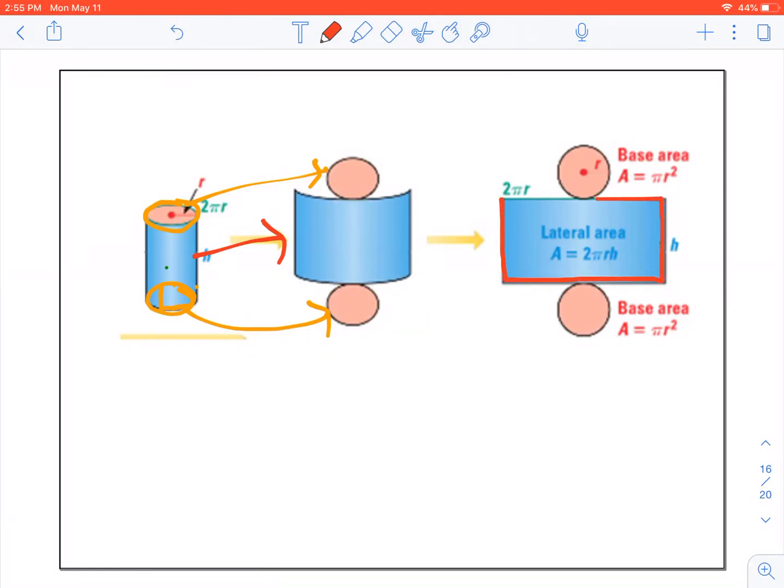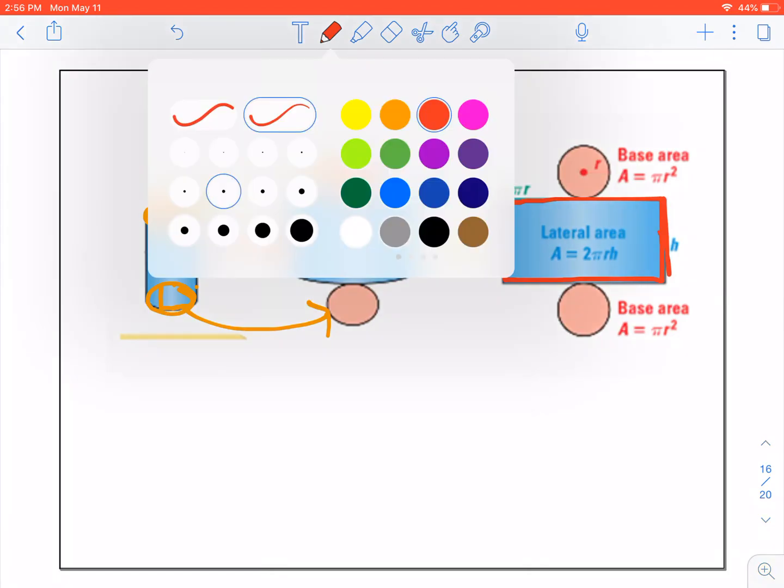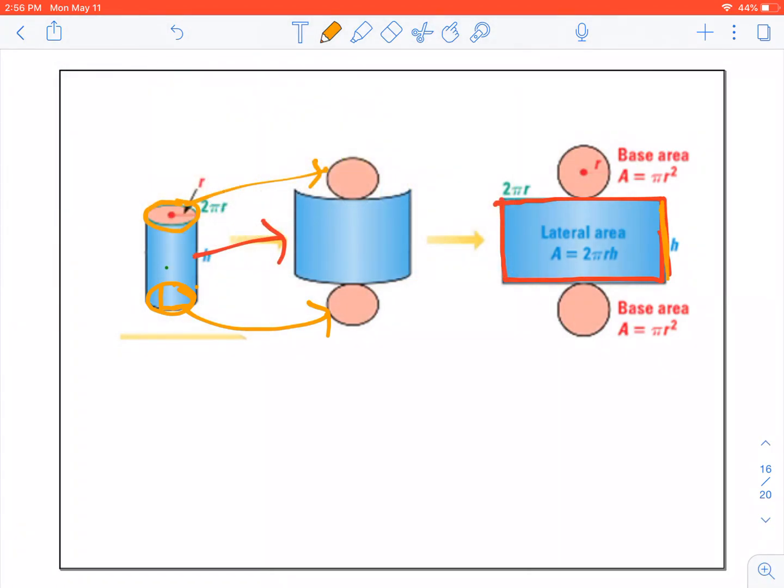I actually don't know if you'll need it or not, but in either a worksheet or tonight's homework, you're going to have to know that when you unroll that, you have a rectangle, where this is the height on the right-hand side. That's the height between your cylinders. This length, as you unroll it, is actually the circumference of that circle. That's how you would figure that part out.